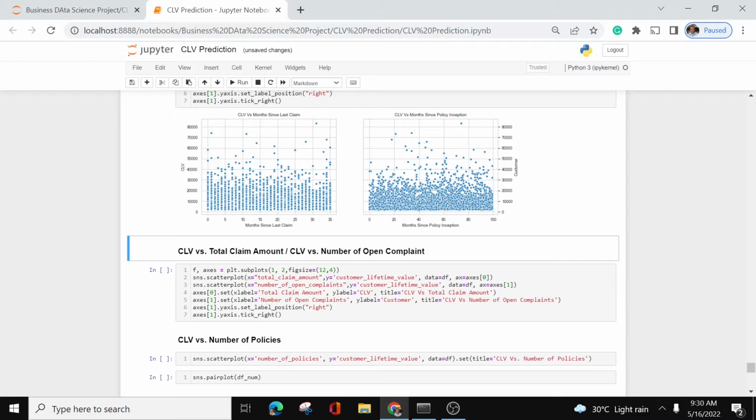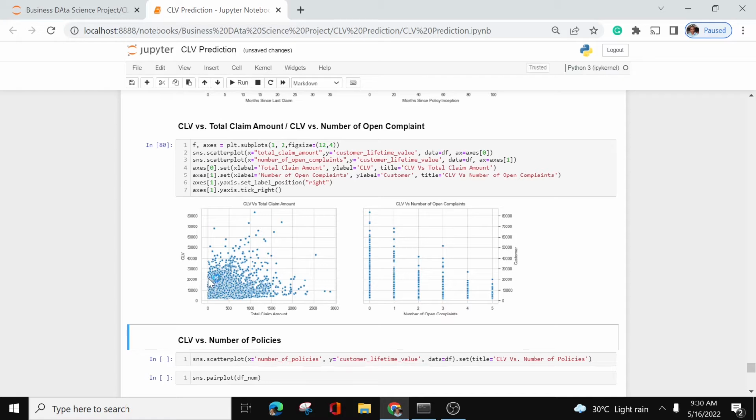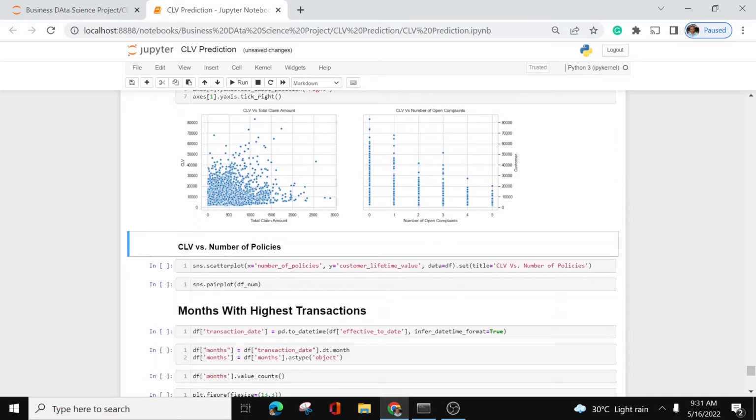Let's go to CLV versus total claim amount and CLV versus number of open complaints. Let's execute this one. For the first one, CLV versus total claim amount, we could see that the relationship is a positive linear relationship. For CLV versus number of open complaints, it's actually a negative relationship, which means that as one increases, the other decreases.